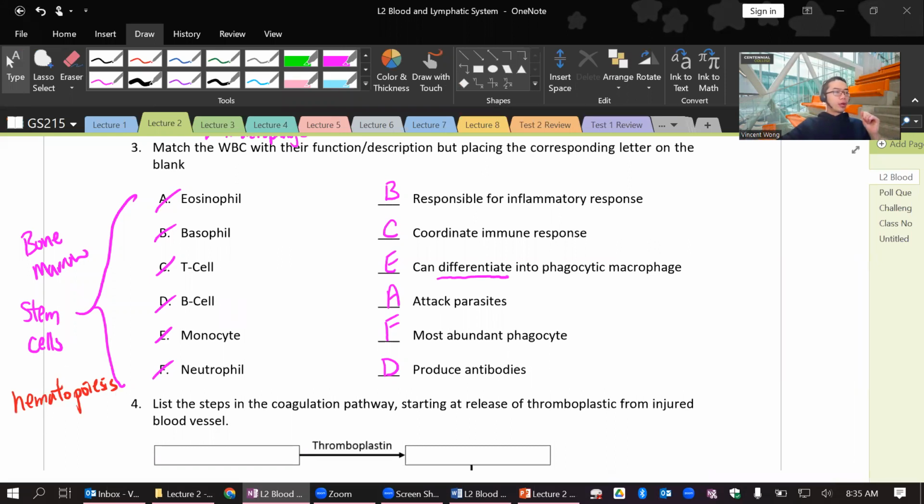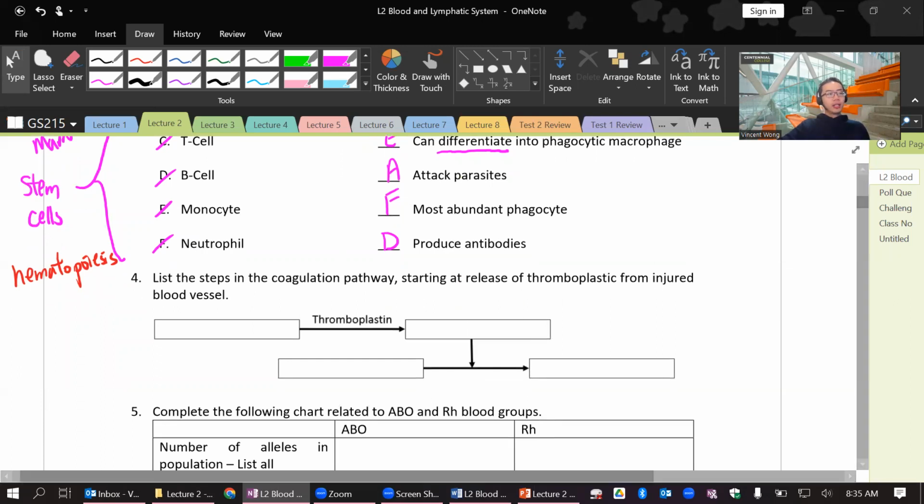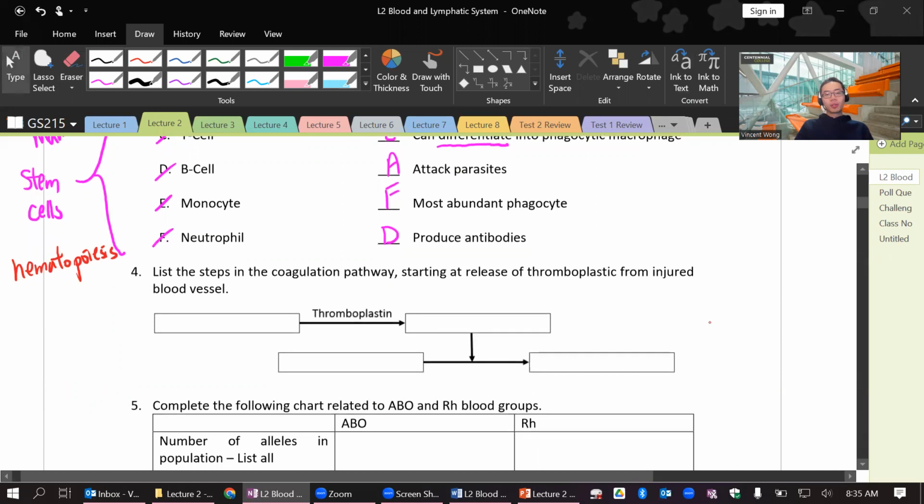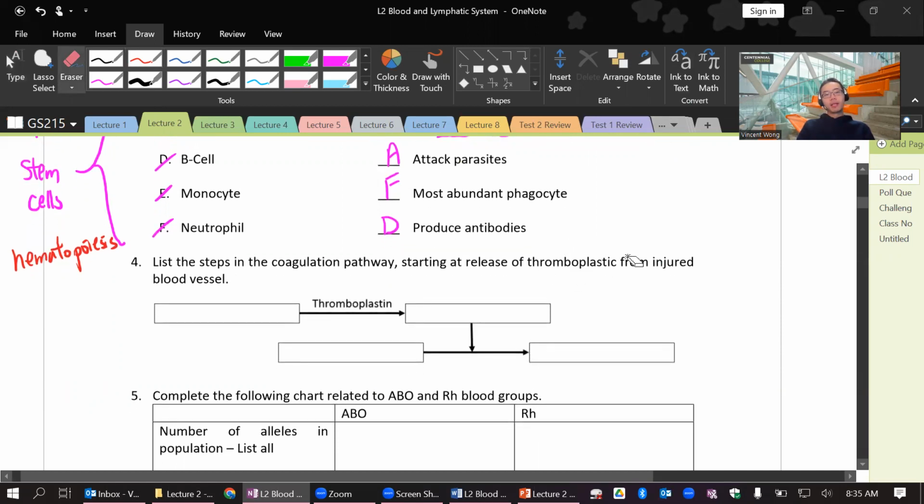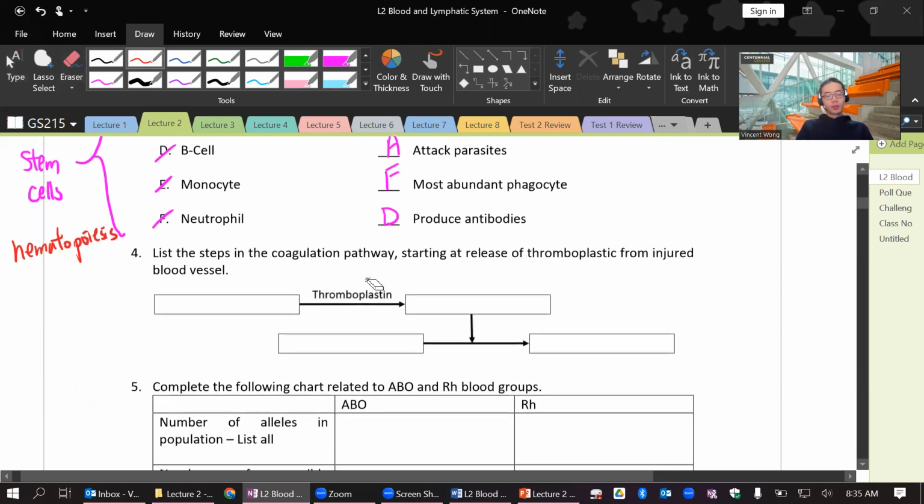Let's take a look at number 4. List the steps in coagulation pathway, starting with the release of thromboplastin from injured vessels. Okay, so the thromboplastin will allow the conversion of prothrombin, which is inactive, right, into thrombin. And that requires calcium.